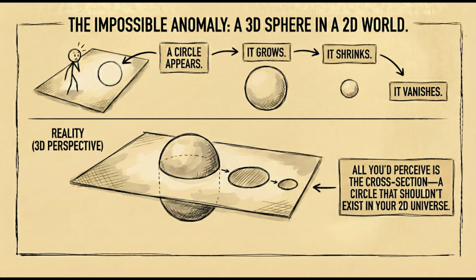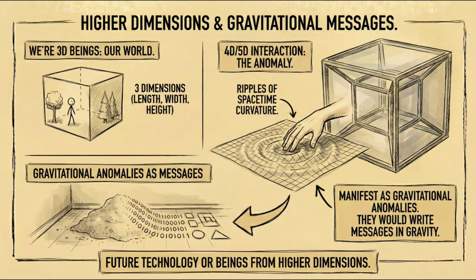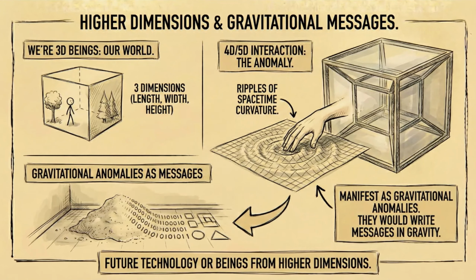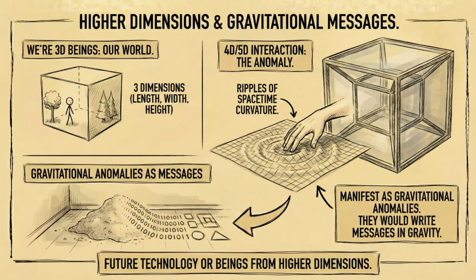Now, scale that up. We're 3D beings. If a 4D or 5D being, or technology from the future, interacts with our 3D world, they would create ripples of space-time curvature that manifest as gravitational anomalies. They would write messages in gravity.